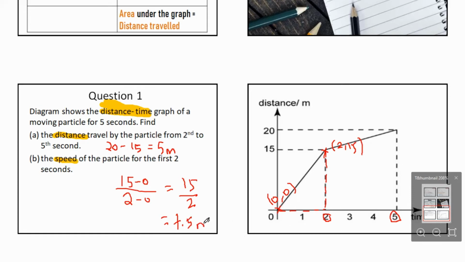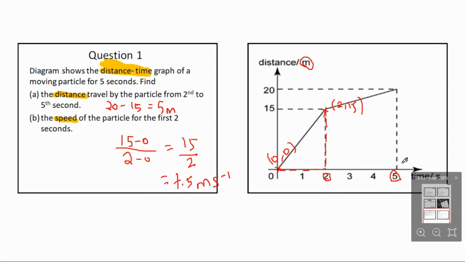The unit for speed is meter per second. You also have to look at the graph here, because this is meter, so you write meter. If here is kilometer, then you have to write kilometer. Then the unit given for time is second, so we write per second.